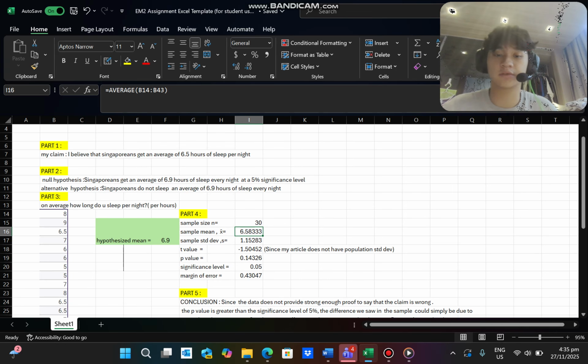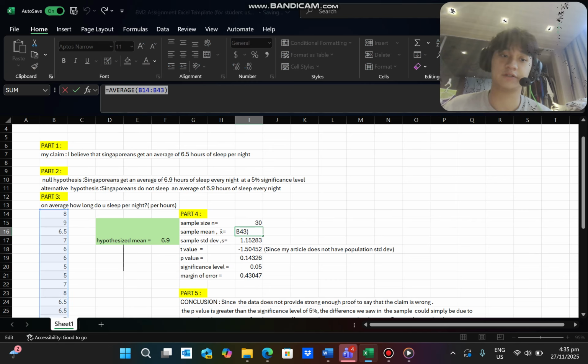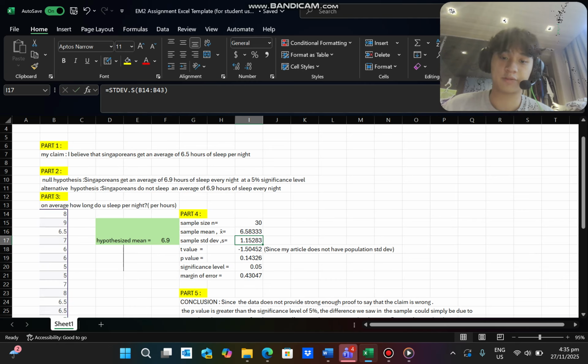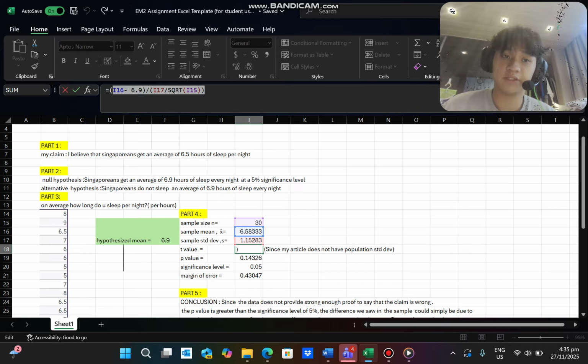And my next one is my sample mean, which is basically this formula too, the average of all of those. For my sample standard deviation, I use this formula. And for my t-value, I use the sample mean minus 6.9, the hypothesized mean, over I-17, which is my standard deviation, over square root of 30, which is my n value.